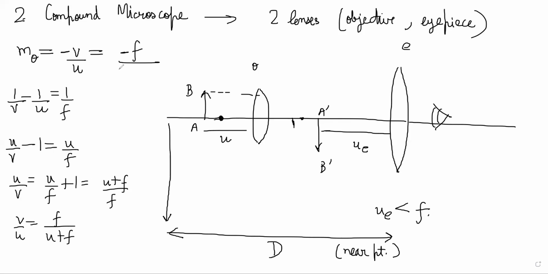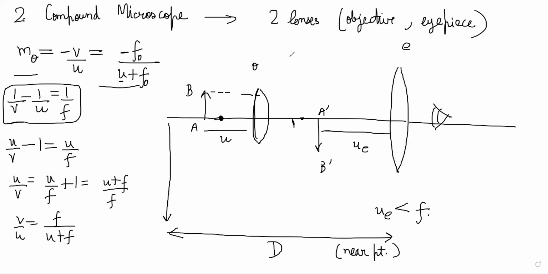So we can say minus of F by U plus F equals minus V by U. That is in terms of the focal length of this, let's call it FO, and in terms of the U here. Obviously you will have to put everything with the correct sign. Everything in the optics formulas has to be put with correct signs, so you will have to put U as negative. Then you'll get the correct value here.